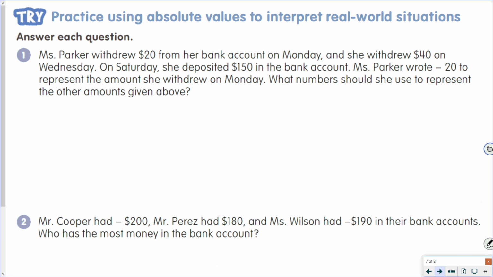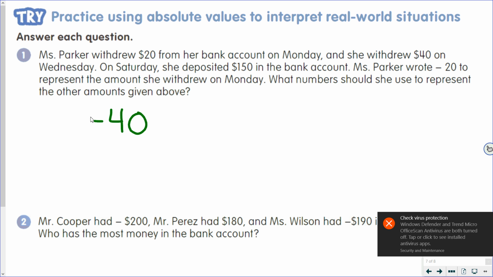So Ms. Parker withdrew $20 from her bank account on Monday, and she withdrew $40 on Wednesday, and on Saturday she deposited $150 in the bank account. Ms. Parker wrote -20 to represent the amount she withdrew on Monday. What number should she use to represent the other amounts given above? Well, another amount given above is 40, and she withdrew $40, which is the same as she did with 20. She withdrew $20, and so she wrote that as -20. So if she withdraws 40, you should write that as -40.